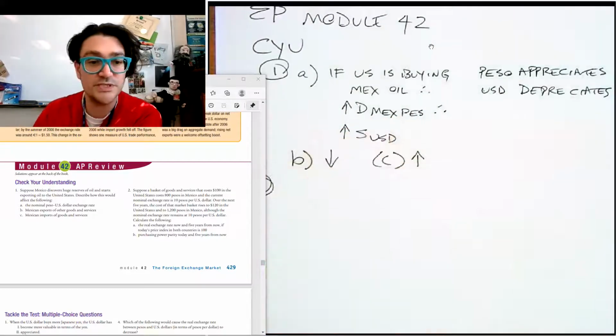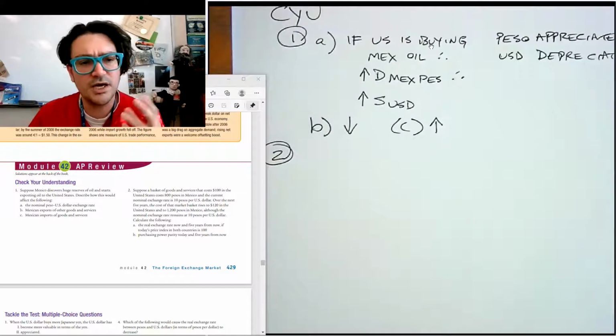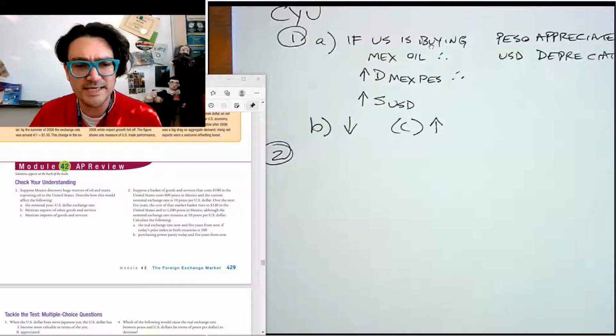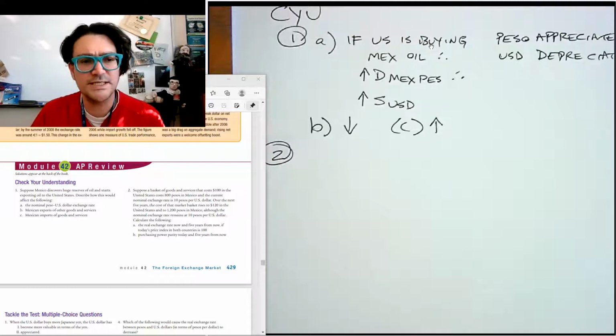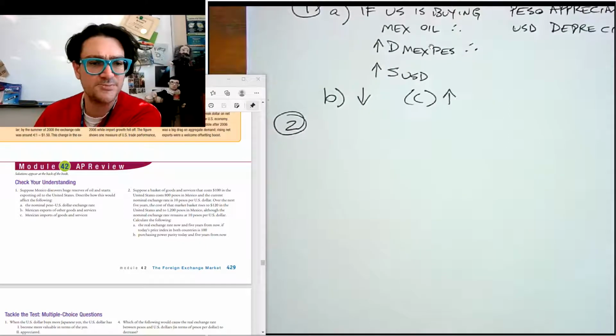Okay. Number two says, suppose a basket of goods and services that costs $100 in the United States costs 800 pesos in Mexico, and the current nominal exchange rate is 10 pesos per dollar. Over the next 5 years, the cost of that market basket rises to $120 in the United States and to 1,200 pesos in Mexico, although the nominal rate remains at 10 per dollar. Calculate the following. A, the real exchange rate now and 5 years from now.